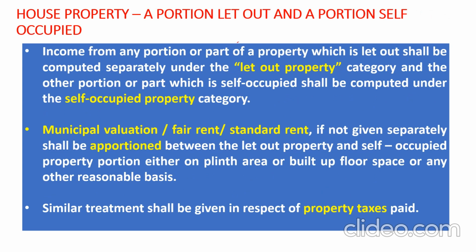Another situation, you have a house property, one portion is let out and another portion is self-occupied. If that be the case, the income from the portion or part of the property which is let out shall be computed separately under the head let out property, and the other portion or part which is self-occupied shall be computed under the self-occupied property category. So you have to apply the relevant rules. So for the portion which is let out, you apply the let out property. For the portion which is self-occupied, we apply the self-occupied property rules.